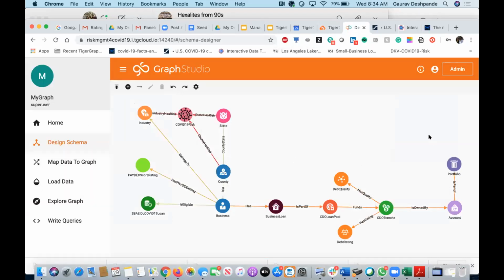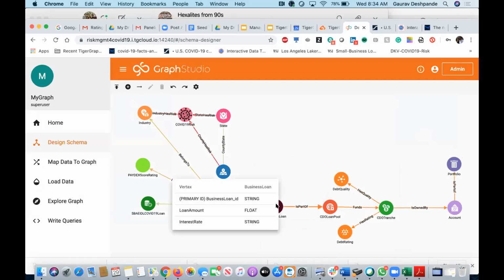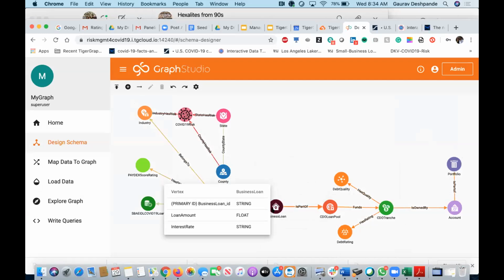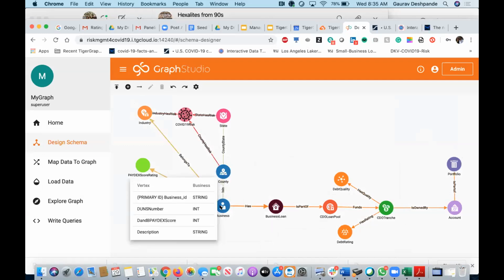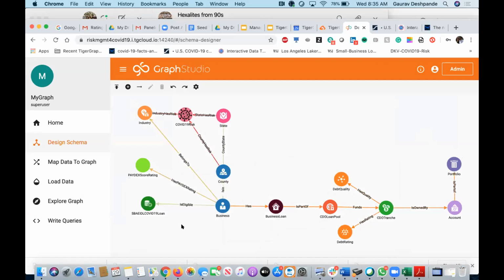So remember, I mentioned the data model. I'm not going to spend the time again to explain the data model, but you have the portfolio, you have the account. An account has one or more CDO, collateralized debt obligation tranches, that has a debt quality and that has a debt rating. It's part of a loan pool that the tranche comes from. The business loans, multiple business loans, are grouped together as a part of a pool. A business owns a particular business loan. A business is either eligible for the loan or they are not.